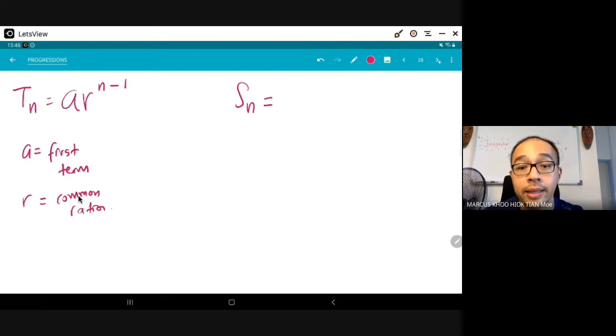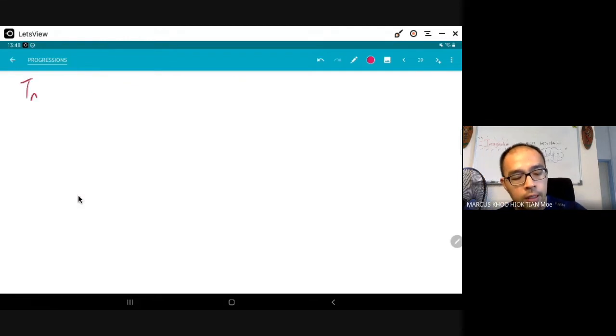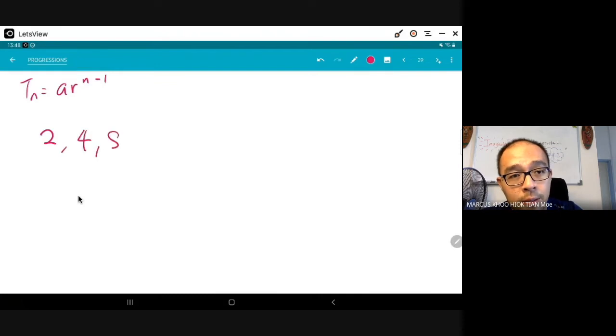Okay, and then n is the number that you want to find. Okay, let's start with this. Tn equals a r to the power of n minus 1. Okay, a is the first term, r is the common ratio. Let me give you this very simple one. What is the next number after this?